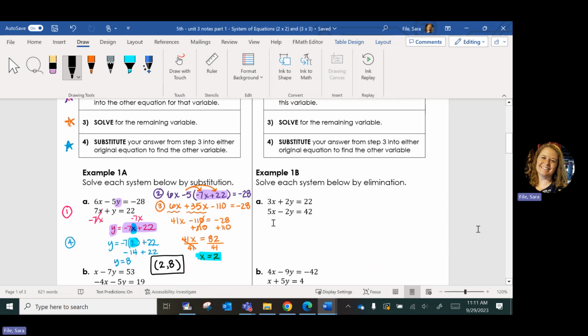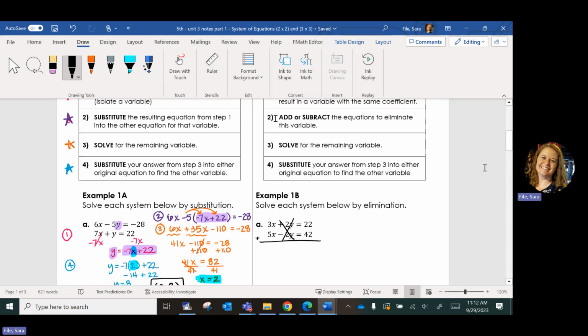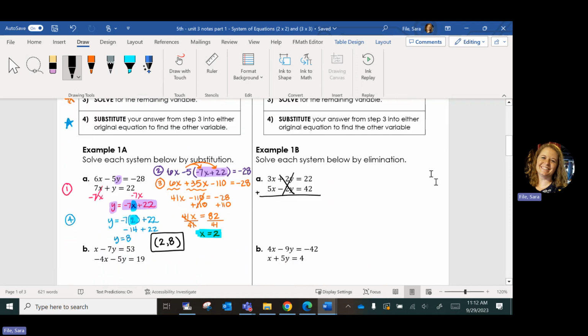But here, do you see one of your variables that has the same coefficient already? The y's, right? So if I were to add these two equations, 2 and negative 2, those eliminate already. I didn't have to do step 1. I didn't have to alter anything to get that elimination to happen. Okay, so I jumped straight to step 2, I'm going to add the 2 equations to eliminate the variable. So I'm adding my 2 equations to eliminate y in this case.